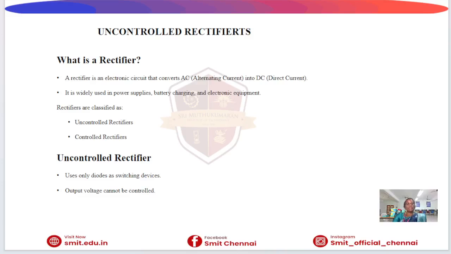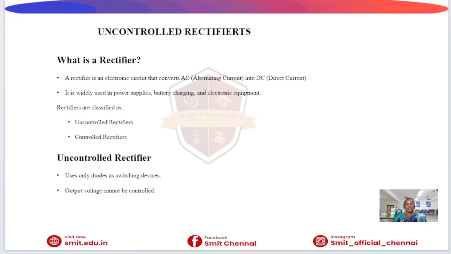A rectifier is an electrical circuit that converts alternating current, commonly known as AC, into direct current or DC. AC voltage continuously changes its polarity, whereas DC voltage maintains a constant polarity. Since electronic circuits, battery charging systems, and DC motors require DC supply, rectifiers are used as the first stage in many power electronic systems.